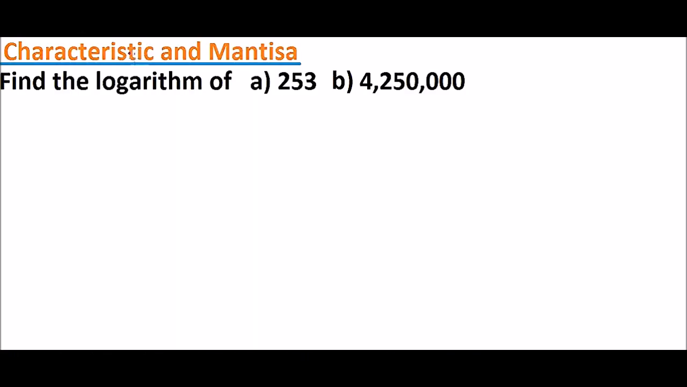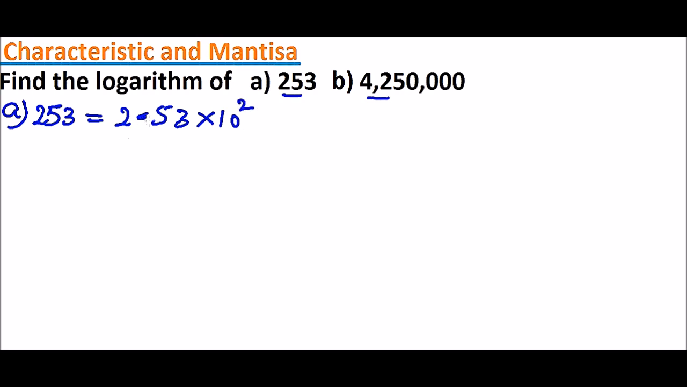Lastly but not the least, we are going to look at characteristic and mantissa, and I'm going to demonstrate that using this example. Find the logarithm of A, 253, and B, 4,250,000. So we start with A. 253 is more than 10, so we first of all express it in standard form. 253 is the same as 2.53 multiplied by 10 to power 2.